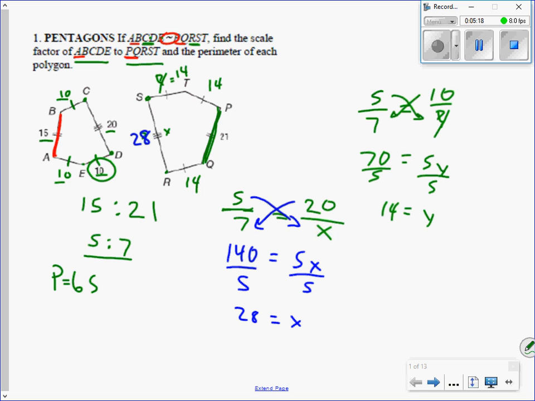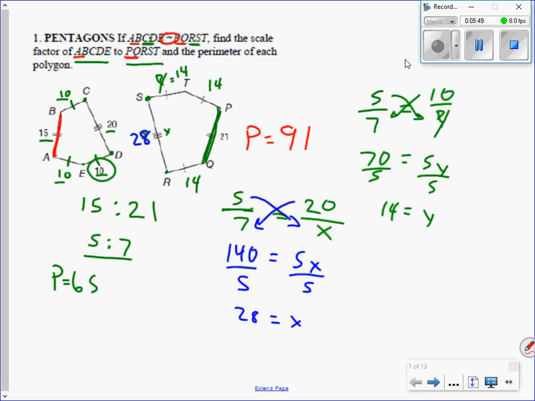Now, if you already knew that the scale factor of the sides is going to be the same as the scale factor on the perimeters, we could have shortened this up a lot. But sometimes we don't know that unless we're exploring like this. So if the perimeter is 65, now, did y'all add those up yet? What do we get? 91?